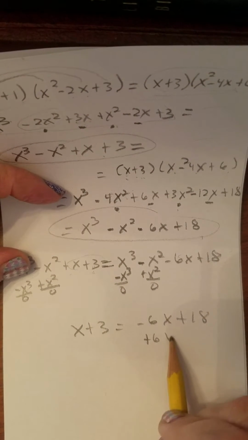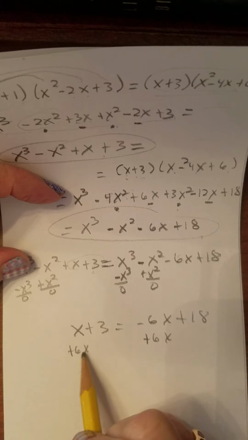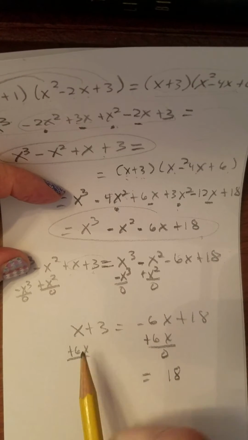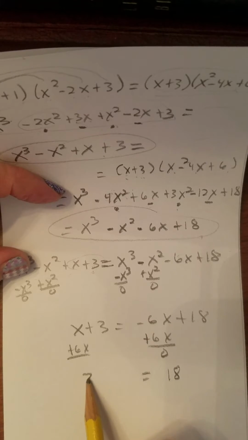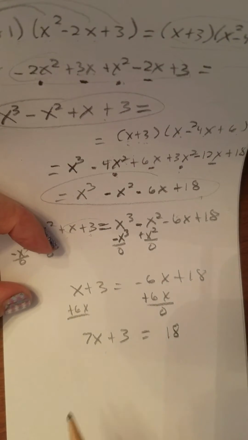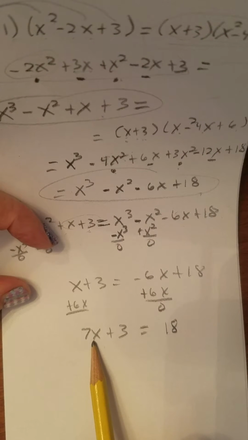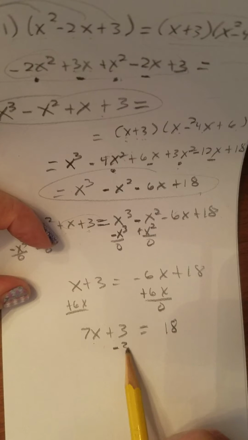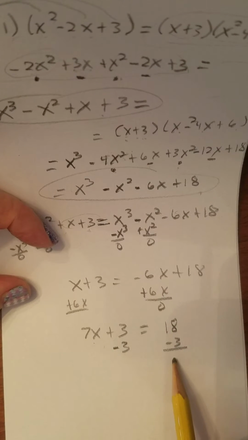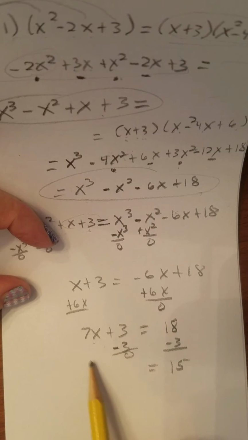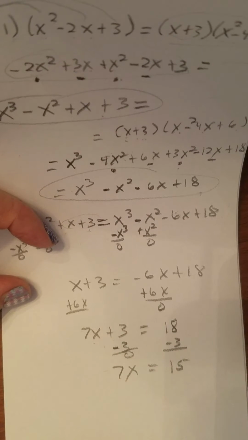We're going to continue. We're going to add 6x to both sides. This is 0, so I'm left with 18. And x plus 6x gives me 7x plus 3. And now we are still isolating, right? We're solving. So we want to get x by itself. So we're going to subtract 3 from both sides. Here we get 15. This gives me 0. I'm left with 7x.